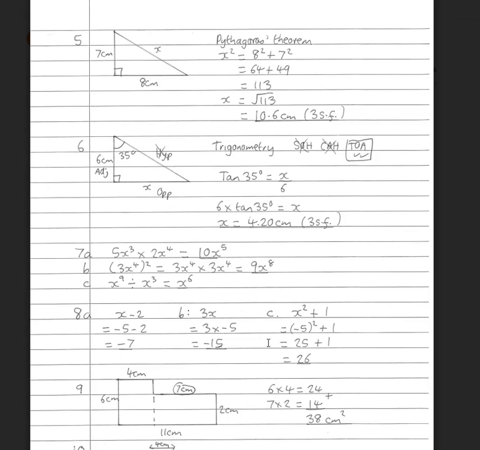When you're dividing, you subtract the powers. So when you're multiplying, you add the powers. When you're dividing, you subtract. So be careful, don't do 9 divided by 3. You're subtracting the powers. So it's 9 take away 3, which is 6. Okay?